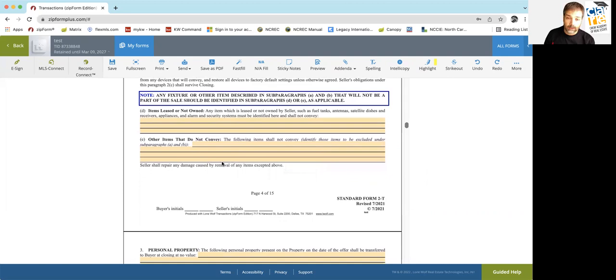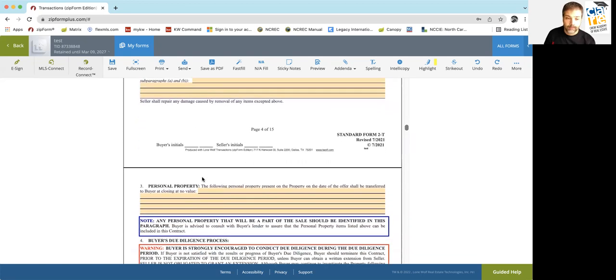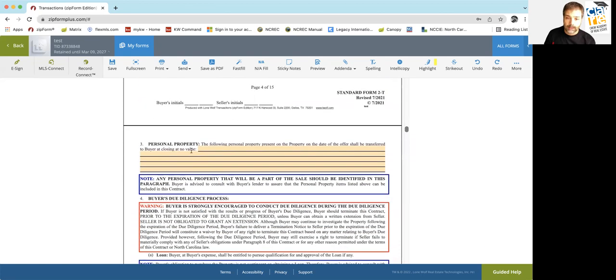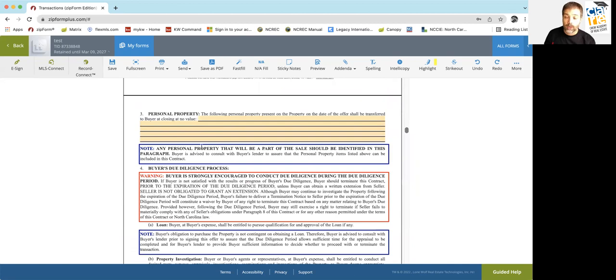So make sure that if there's anything that is a fixture, glued, screwed, attached, bolted to the property, flowers, bushes, hydrangeas, roses, all fixtures. If they're going to take any of that, they need to make sure that they exclude it here and know that any damage done as a part of that removal, they will, of course, repair. Now, personal property is where we would list any personal property that would transfer with this.